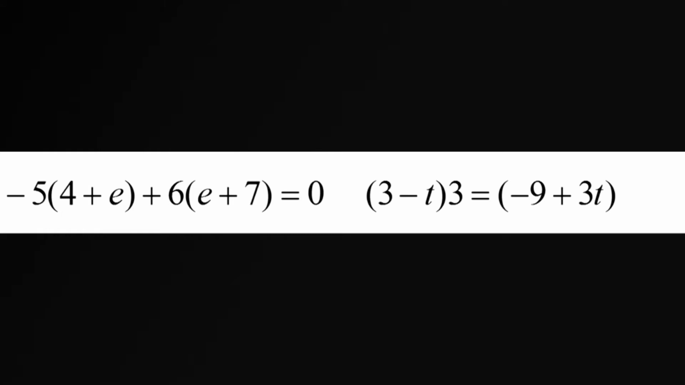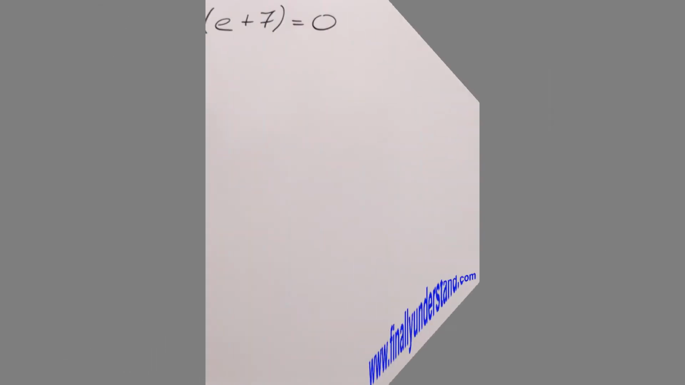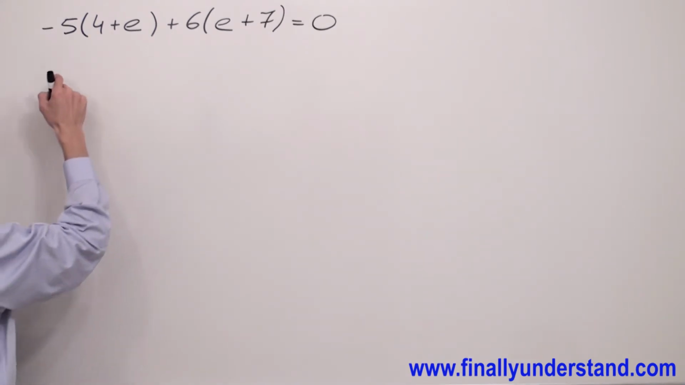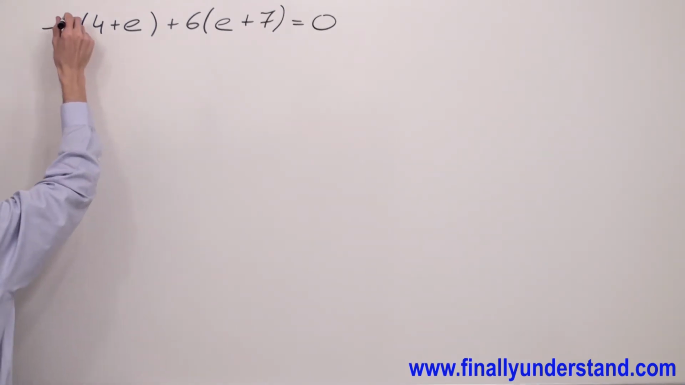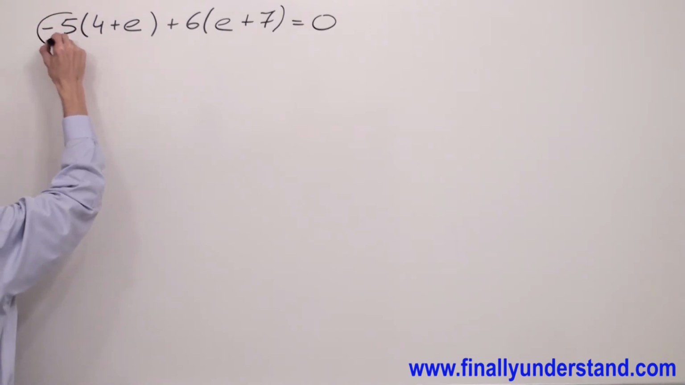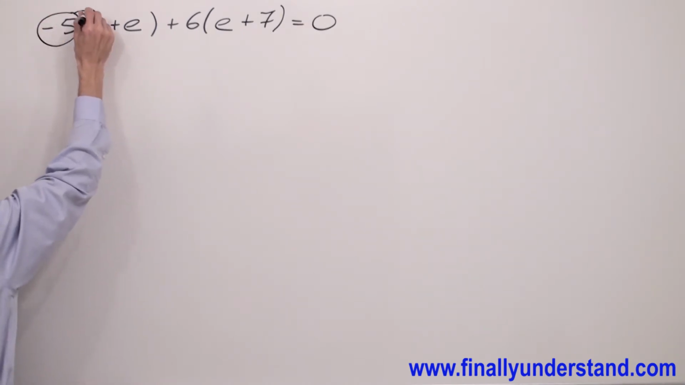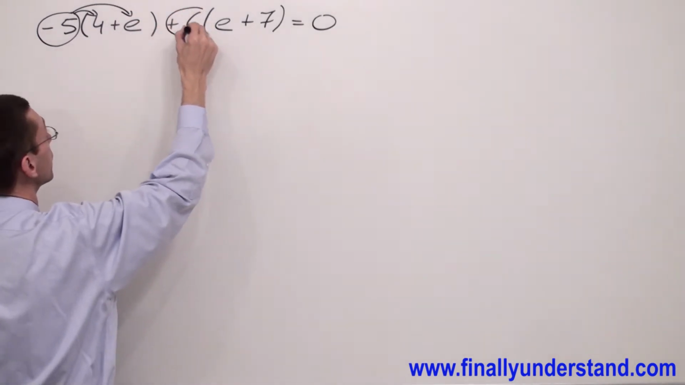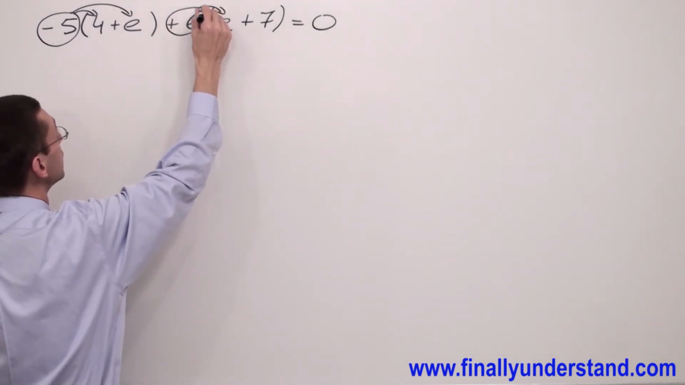Let's take a look at this example. This time we have a variable inside of the parentheses. In order to find the value of e, we're supposed to eliminate the parentheses first, simply by applying the distributive law. I have to multiply -5 by every single term in the first parenthesis and +6 by every single term in the second parenthesis.